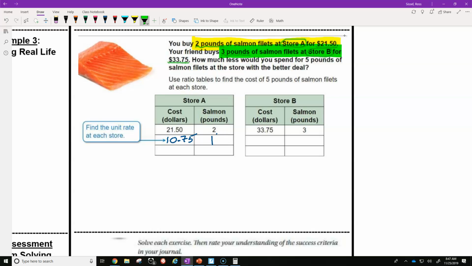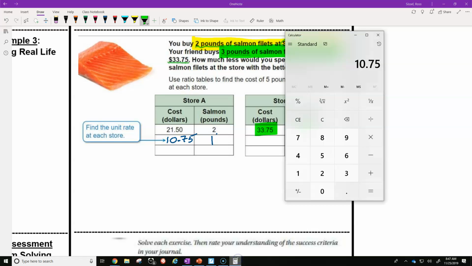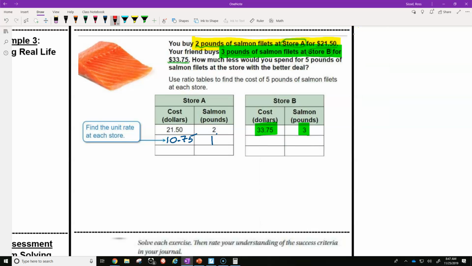For store B, now, $33.75 for 3 pounds. 33.75 divided by 3 pounds is $11.25 for 1 ounce. Now it says, how much less would you spend? We're going to find that in a second. Which one's a better buy? Store A. But is that what my question asked me? No. How much less would I spend for 5 pounds?